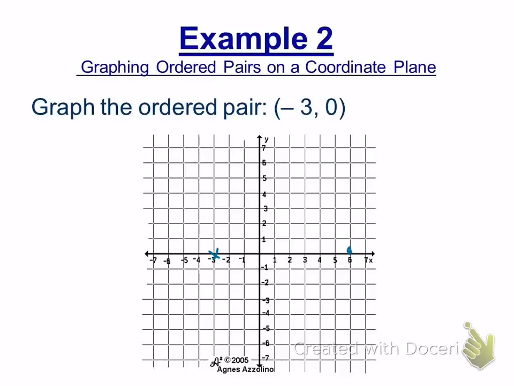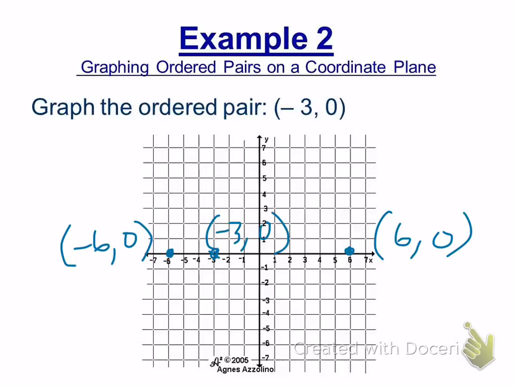What are the coordinates of this point right here? (6, 0), right? What are the coordinates of this point? (-6, 0). What do all of these points have in common? They have a 0 as their y coordinate. So couldn't we make a general statement about the x-axis? On the x-axis, y is always equal to 0. That's a very important fact. On the x-axis, y is equal to 0. On the y-axis, x is equal to 0.